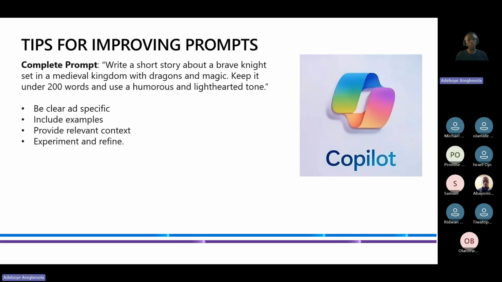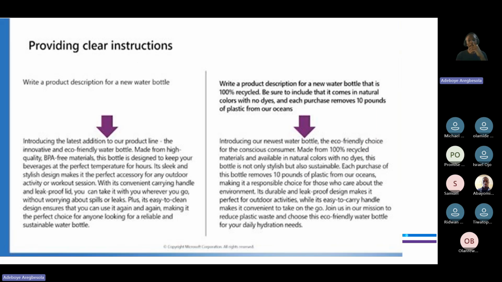And this one is just a snippet I copied off somewhere, just to show that your prompts can go on forever. So for providing clear instructions, I don't know if you can see it very well, but if you look at the left side, you see the prompt. And the prompt is just saying, write a product description for a new water bottle. I don't want to read through the response, but let's go through it a bit. Introducing the latest addition to our product line. Blah. The innovation and eco-friendly. Alright, let's leave that.